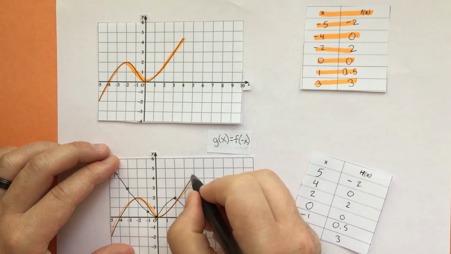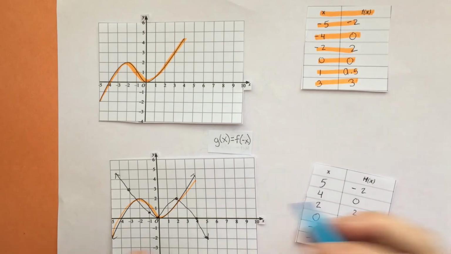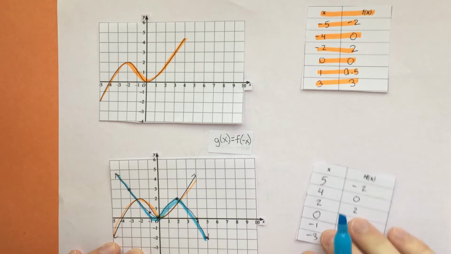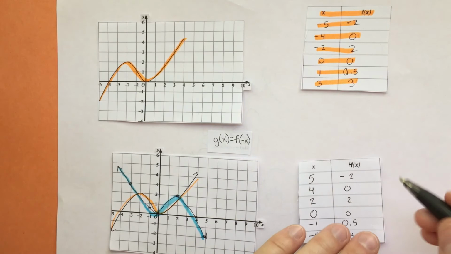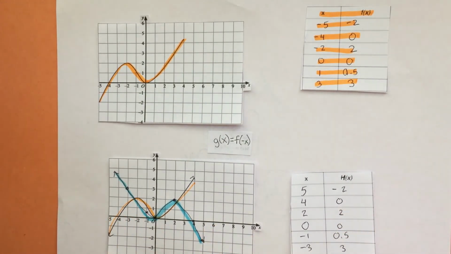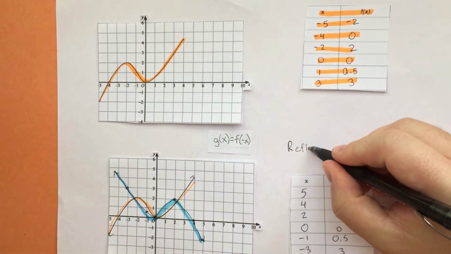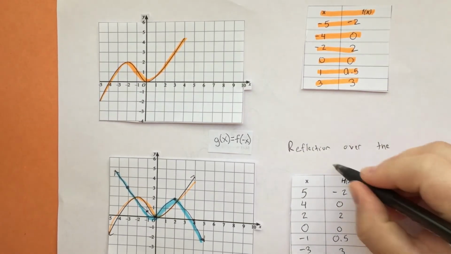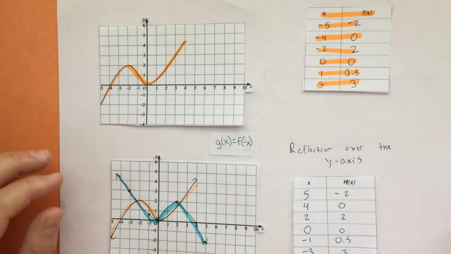So looking at our graph, what's happened here? What has happened physically with the shape of the graph? Well, changing this sign, all it has done is flip the graph, but it's done a reflection over the y-axis. Before we did one over the x-axis. This is different. This is over the y-axis.